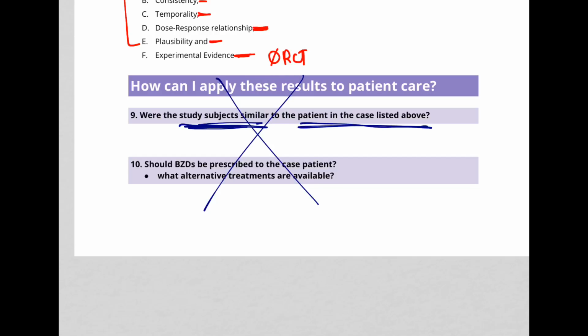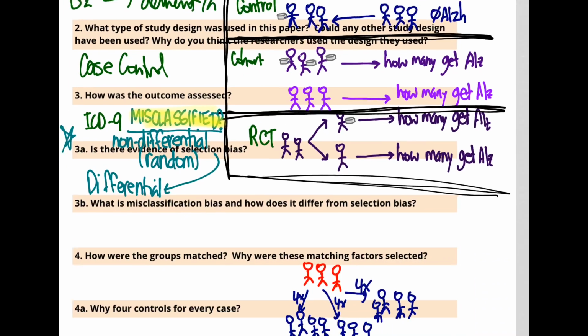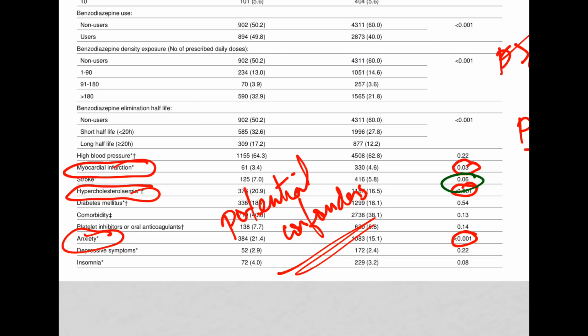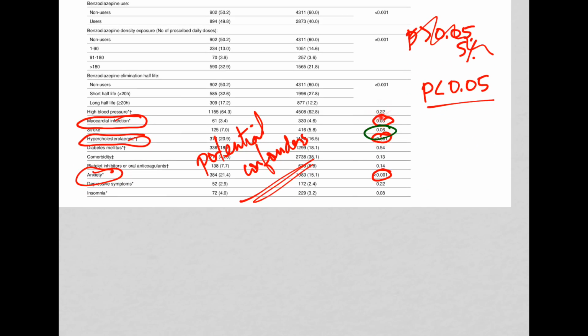Okay, that is this paper. So in review, you want to know what a case-control study is and how it differs from cohort studies and randomized controlled trials. You want to know what misclassification bias is, and that's when one group is misclassified. It's non-differential bias, as opposed to selection bias, which might be differential. We want to know how to determine which ones are potential confounders in here, and we do that by looking at these p-values.